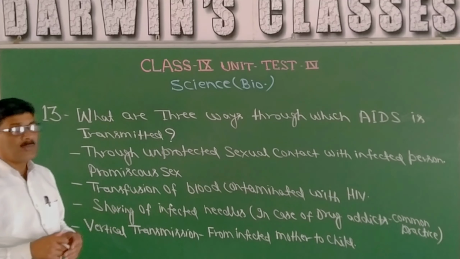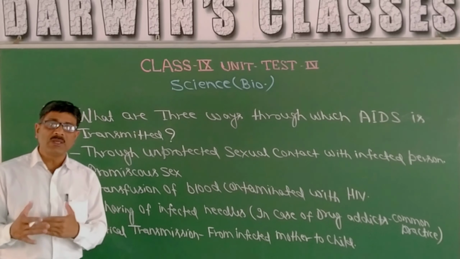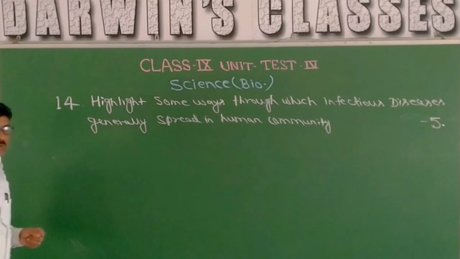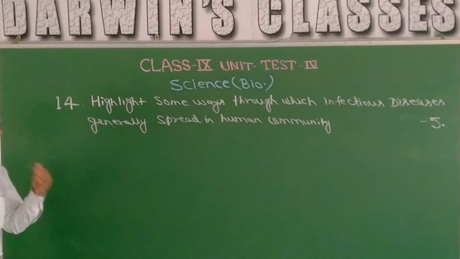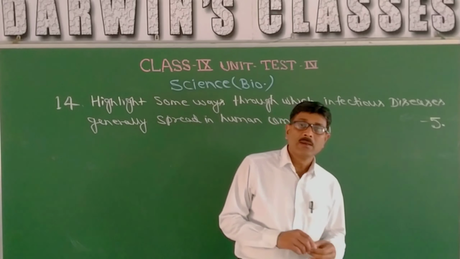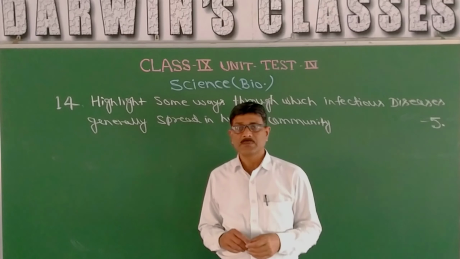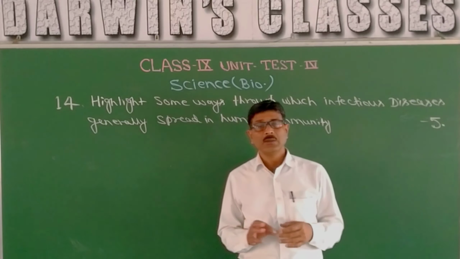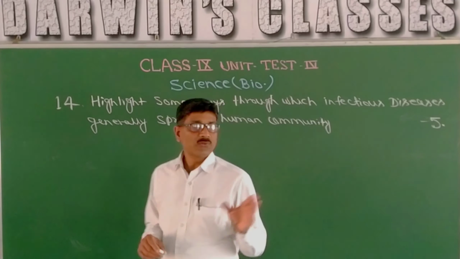So these are the main pathways through which the virus enters from an infected person to a healthy person. And this was the last question, question number 14: Highlight some ways through which infectious diseases generally spread in human community. That means you have to write down the mode of transmission of various diseases, how diseases are being communicated from infected person to healthy person, and it was for 5 marks.